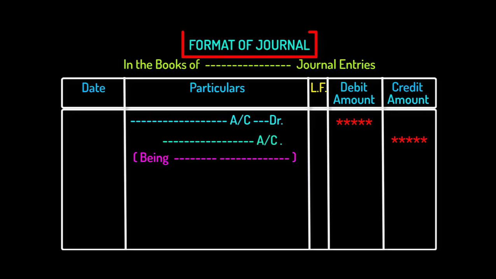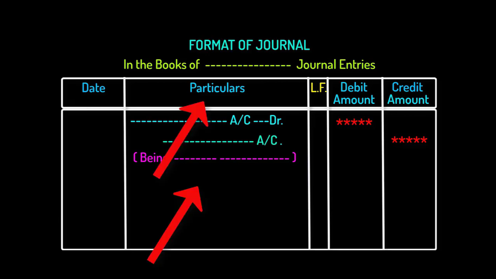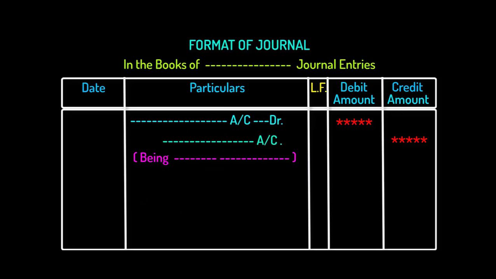This is the format of journal. Here we write the owner's name or the company's name mentioned in the question. Here we write the date according to the transactions. This is particulars column. We write here account's name. For example, I am writing here furniture account and here to cash account. It is just an example. You need not to understand here anything.